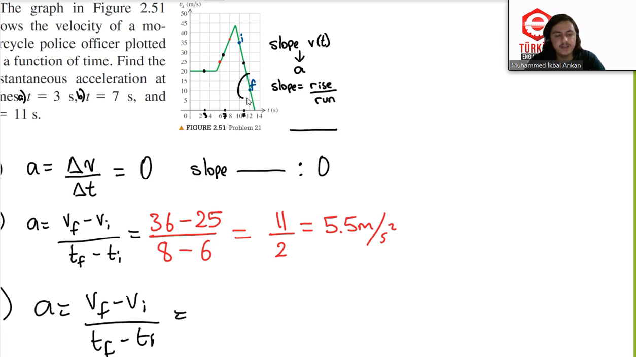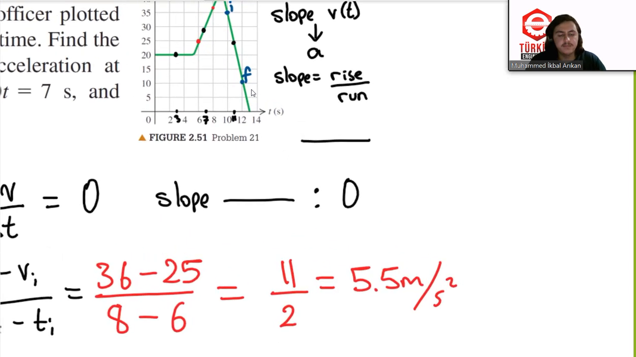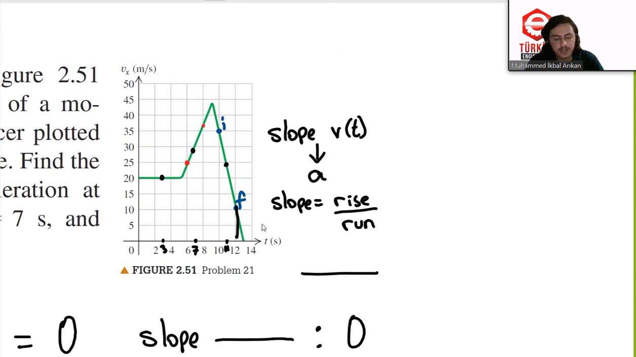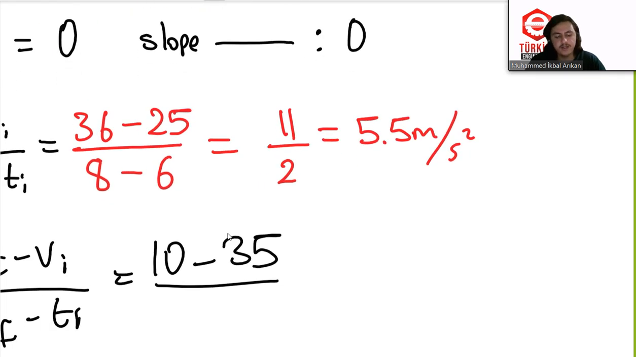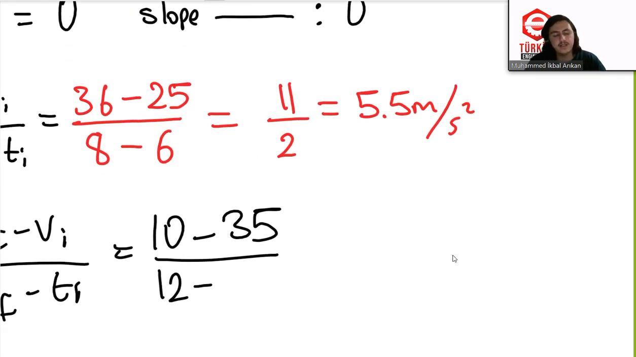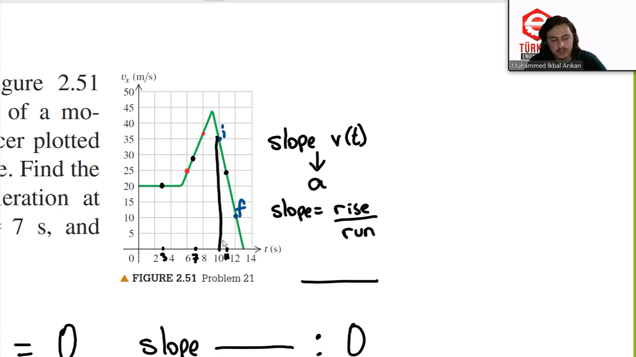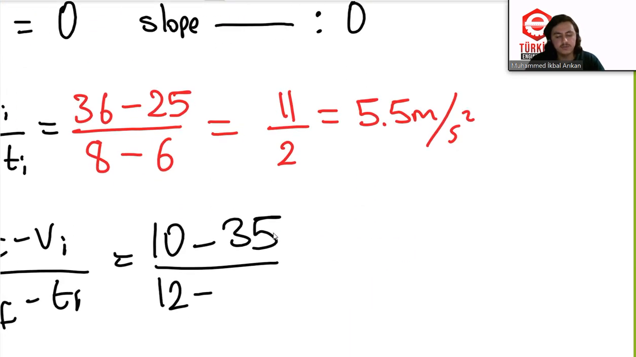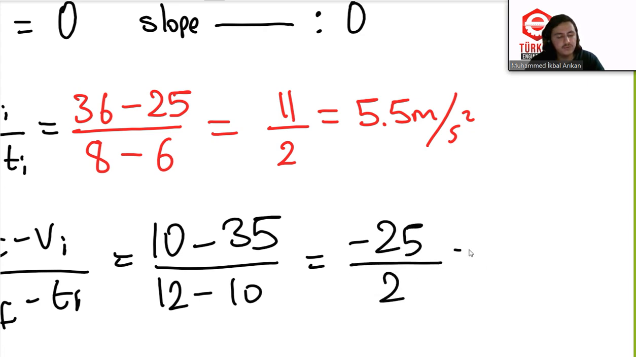What is v final? At this point I have 10 meter per second, right? What is my initial velocity? At this point I have 35 meter per second velocity. What is my final time? Let's zoom. At this point I have 12 seconds. So my final time is 12. And our initial time, as you see, is 10 seconds. So I will get minus 25 divided by 2, which will be equal to 12.5 meter per second square.